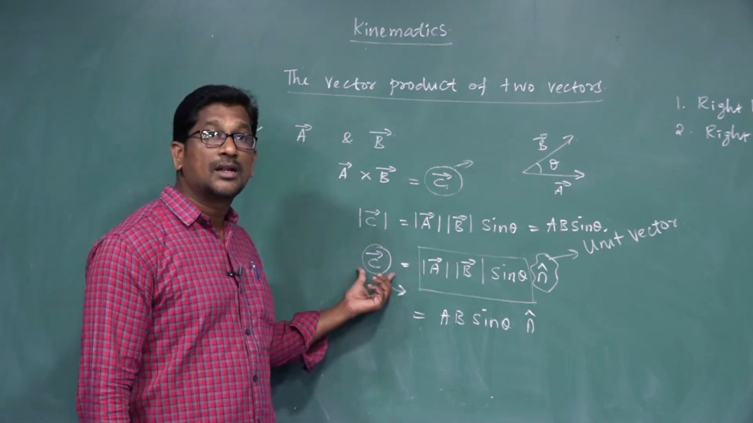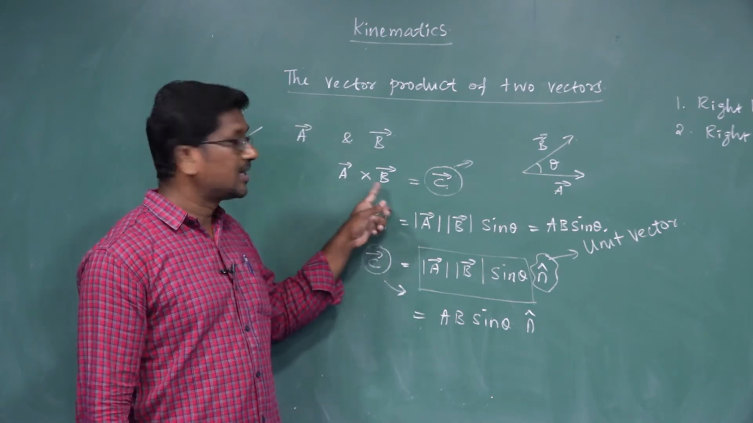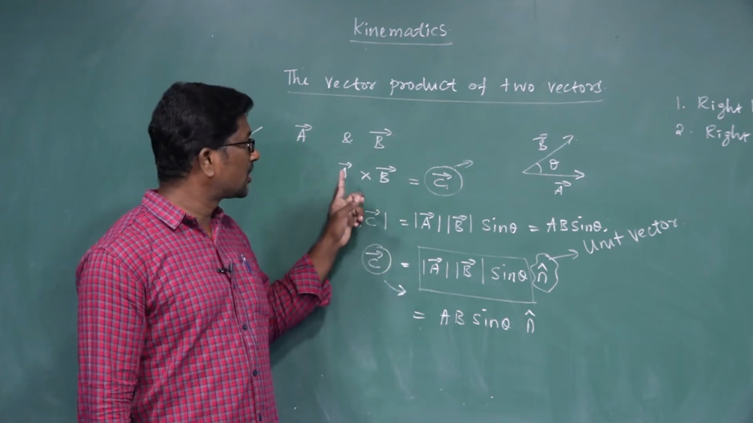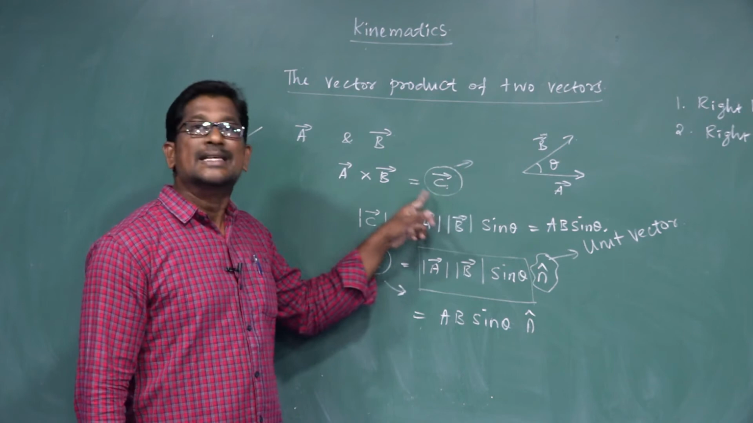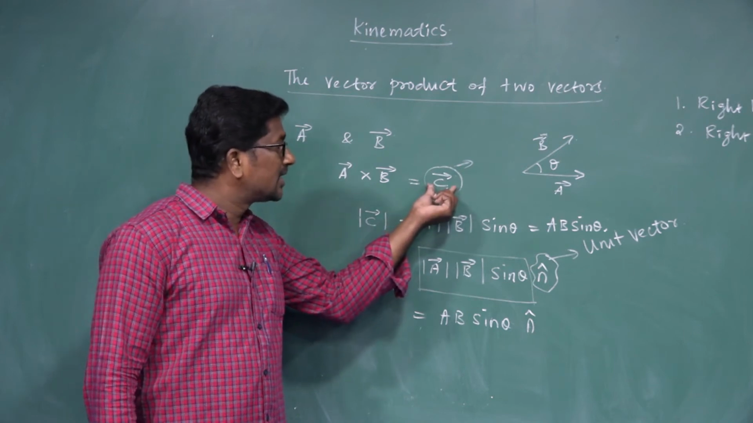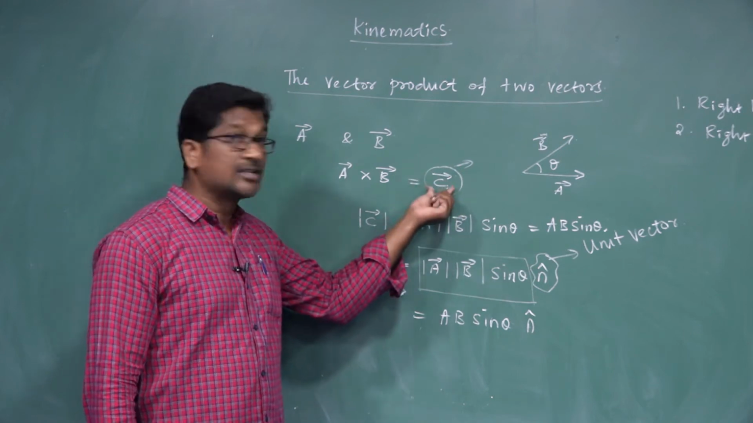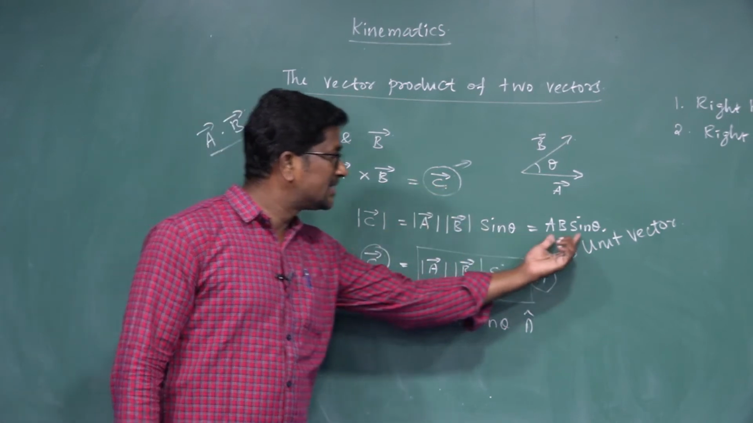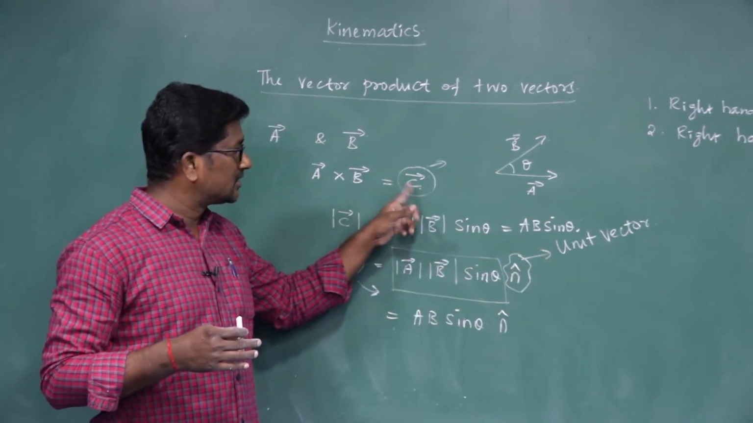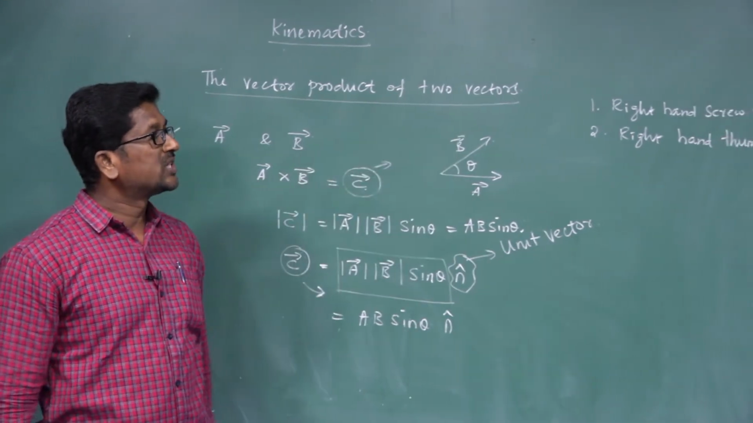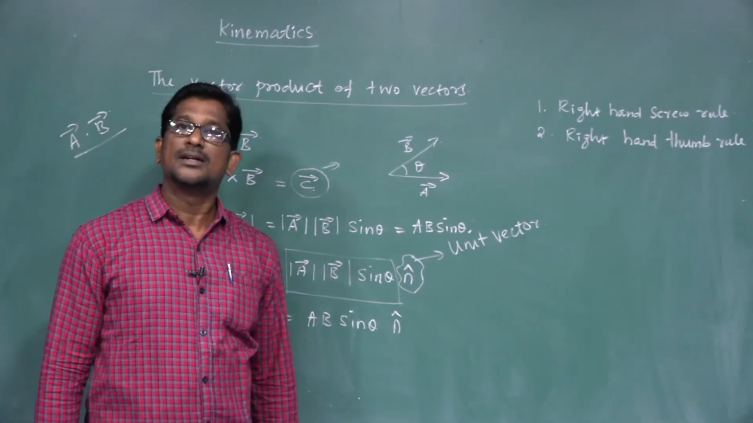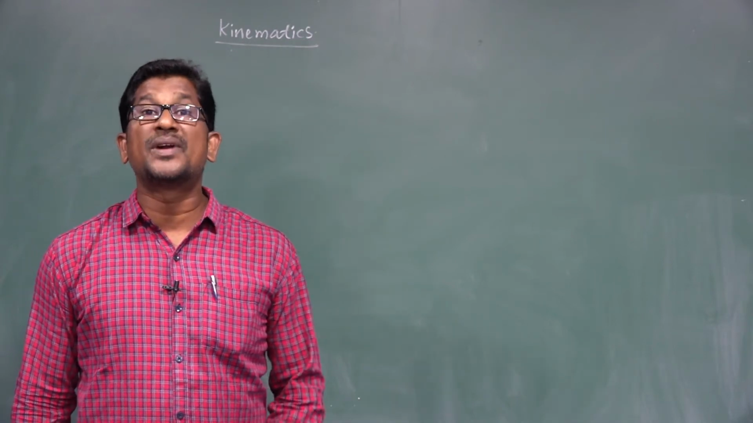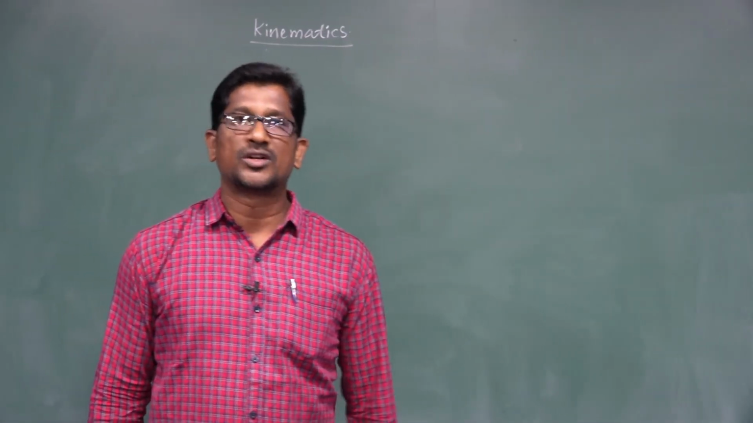What is the C vector? The vector product of A vector and B vector, or cross product of A vector and B vector. The cross product of A vector and B vector gives C vector. C vector is a vector quantity, so it has both magnitude and direction. The magnitude of C vector is AB sin theta, and its direction can be determined by using the right hand screw rule and right hand thumb rule. Right. Next we go for the properties of a vector product of two vectors.